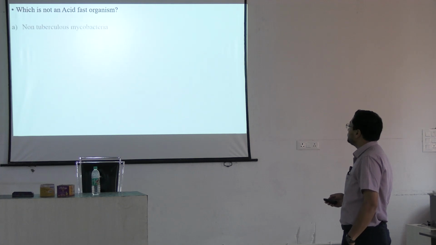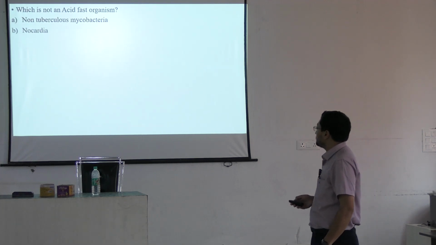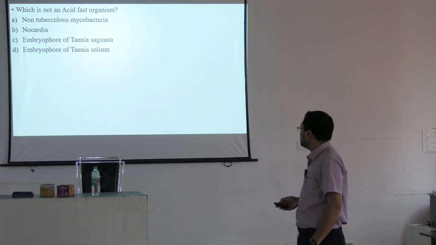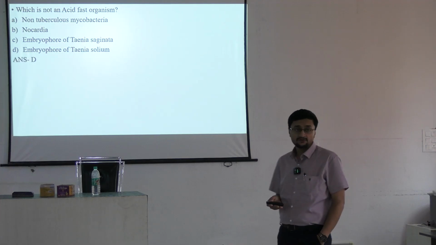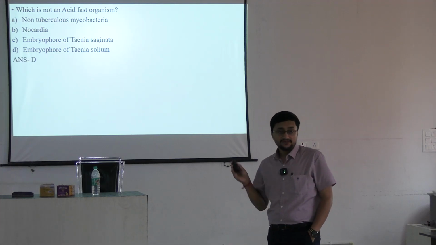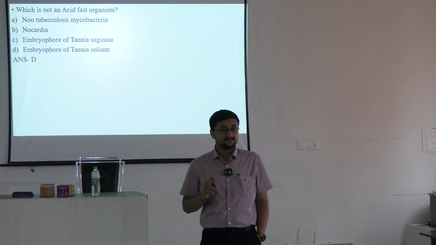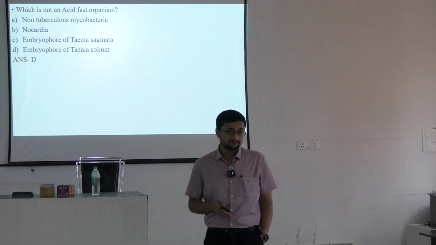Okay. So which one is not an acid fast organism? I think it's D, yes, Taenia solium. Taenia saginata embryophore is acid fast, but not Taenia solium.